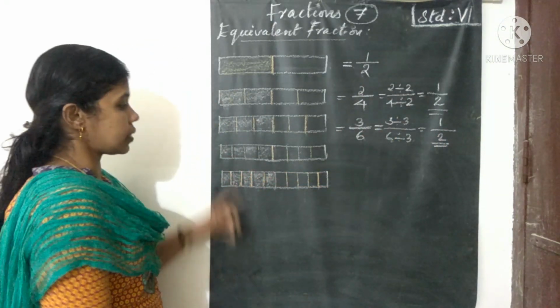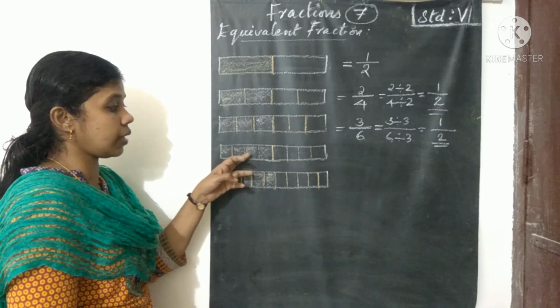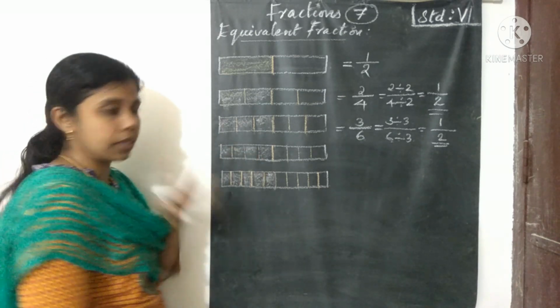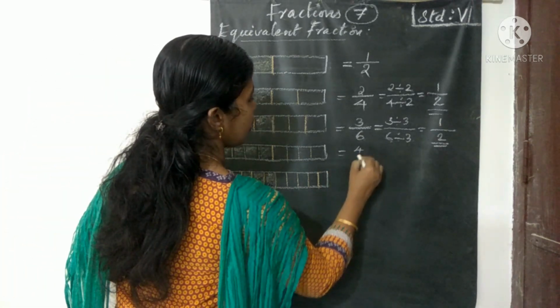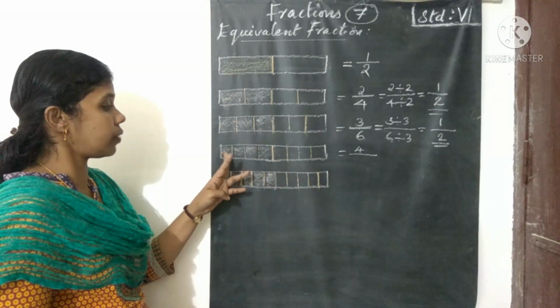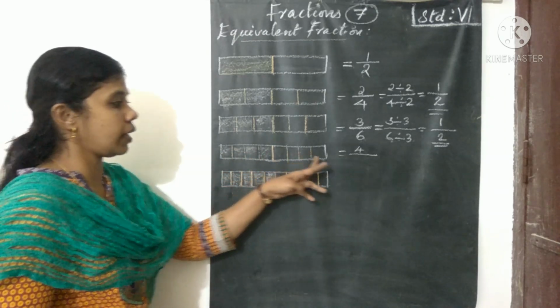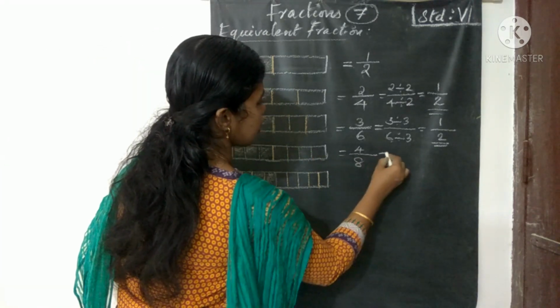The next, how many parts are shaded here? 1, 2, 3, 4. That is, 4 parts are taken. That 4 is the numerator. Then how many equal parts in total here? 1, 2, 3, 4, 5, 6, 7, 8. 8. What is the simplified form?